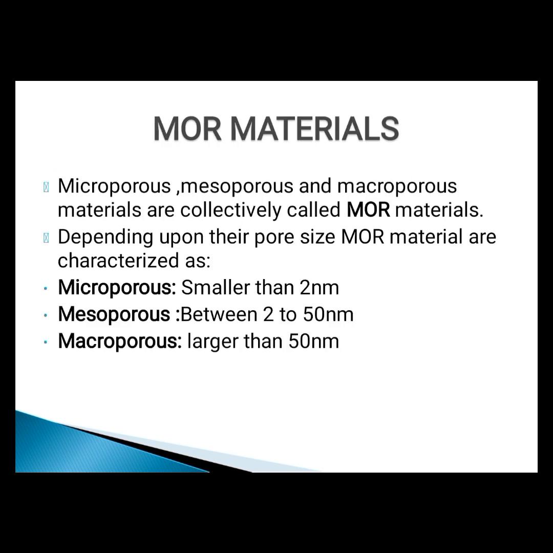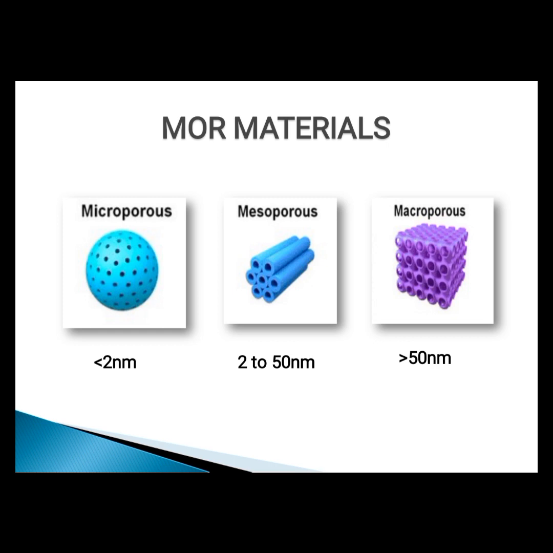MR materials. Microporous, mesoporous, and macroporous materials are collectively called MR materials. Depending upon their pore size, MR materials are characterized as microporous, mesoporous, and macroporous materials. Microporous materials have pore size smaller than 2 nanometer, and mesoporous materials have pore size between 2 to 50 nanometer. And the last, macroporous materials have pore size larger than 50 nanometer.